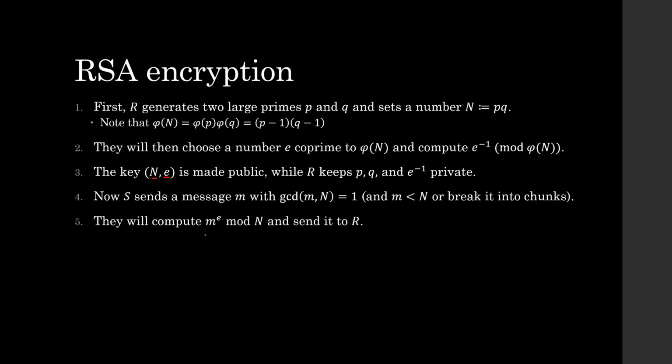And so we compute M to the E mod N, making sure that M to the E is smaller than N. When I say mod N here, I'm just taking the least representative of the equivalence class mod N, and the sender is going to send it to R.